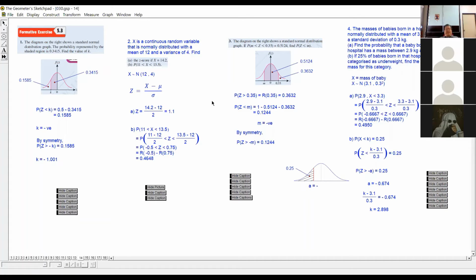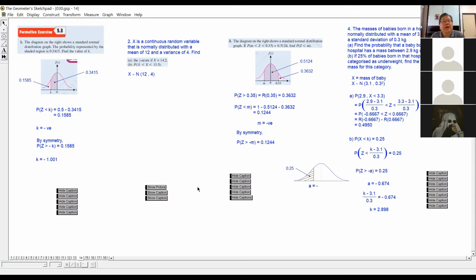X is a continuous random variable that is normally distributed with a mean of 12 and a variance of 4. Find the z-score if x equals 14.2, and P(x larger than 11, smaller than 13.5).